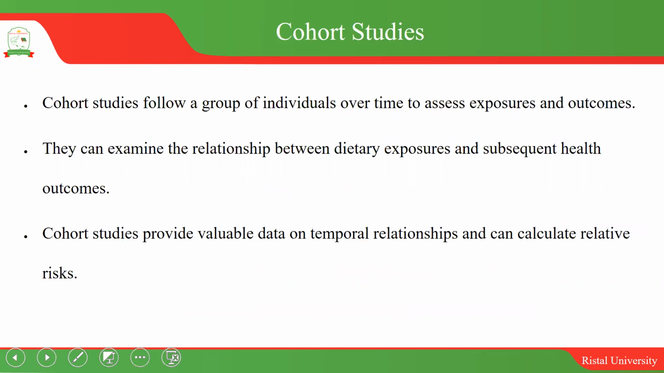Then cohort studies is when you follow people over a period of time to assess exposures and outcomes. So for example, if people take a particular type of food, you study them over a period of time and then see who develops a particular disease and who doesn't. That's what we call a cohort. You basically follow people over a period of time to understand if they will develop a disease of interest or not, based on their dietary history.